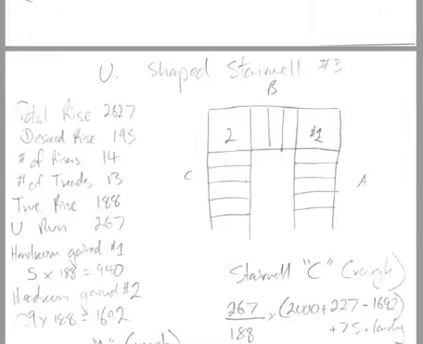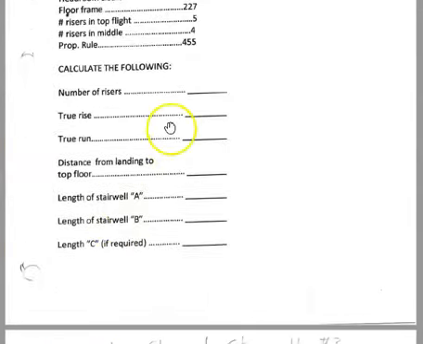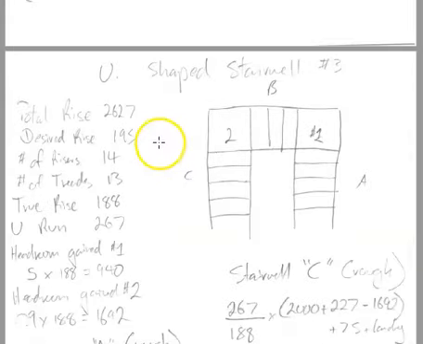So the true rise in this calculation becomes 2627 divided by number of risers, and we get 188. Based on our proportioning rule given above, 455, we can now calculate our unit run. 455 minus 188 gives us 267. So there's the two pieces of information that we need to keep moving forward.